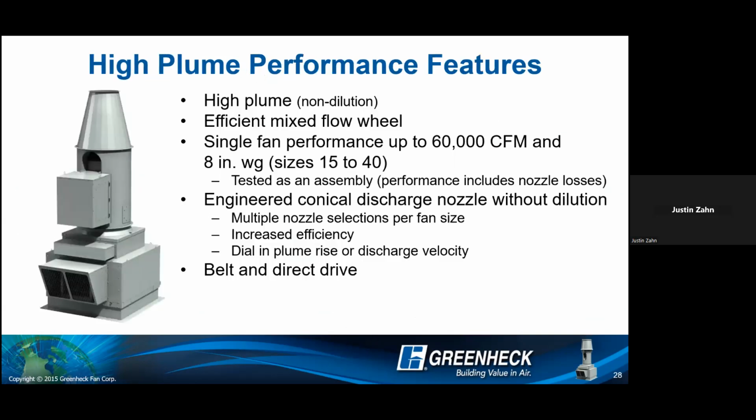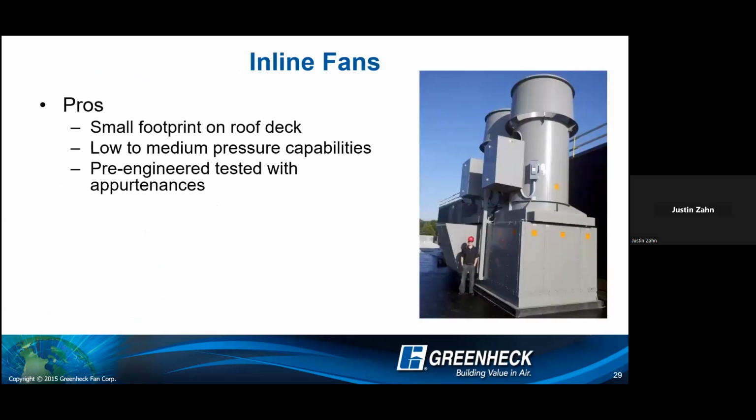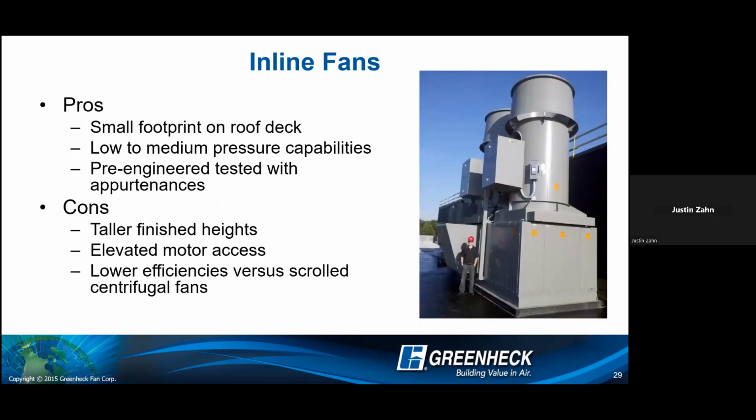So moving on now, we'll talk just a little bit about the high plume offering on the mixed flow fan. So these fans with this type of nozzle are capable of doing right around 60,000 CFM up to still about 8 inches of pressure. Again, you can get them in belt and direct drive. The only thing you're really changing on here is the nozzle. And we'll talk just a little bit in a little bit about the different types of nozzles and when to use them. So here are some of the pros and cons of using an inline fan.